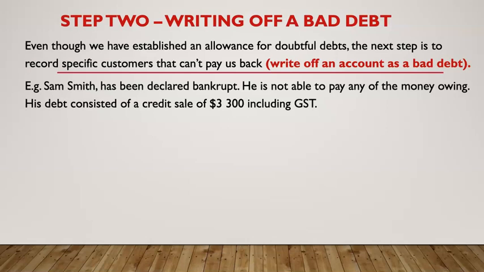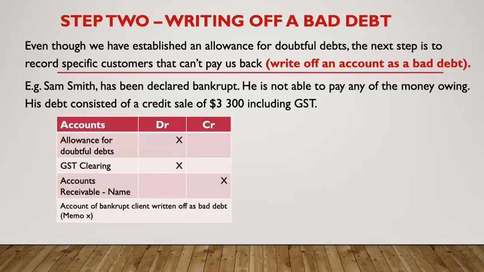I've done my step 1, but throughout the next period, I've discovered that Sam Smith has been declared bankrupt and he is not able to pay any of the money owing. This customer had a debt consisting of a credit sale of $3,300 including GST. So what does that mean? This customer has been recorded as an accounts receivable of $3,300.